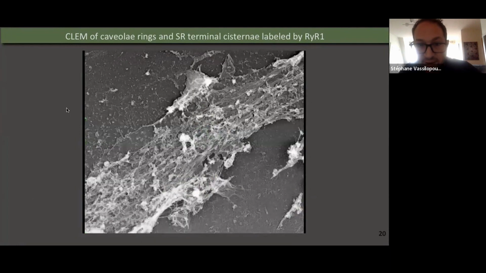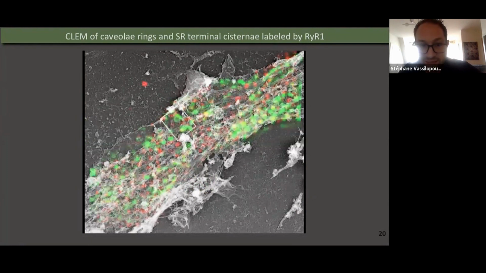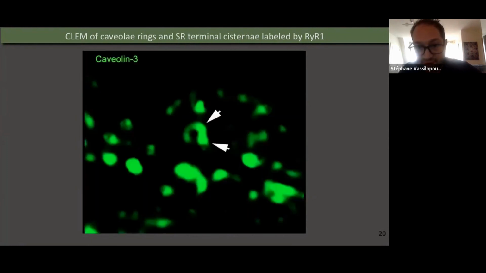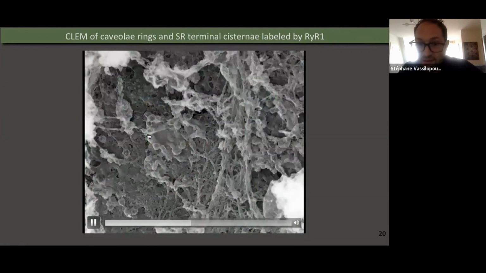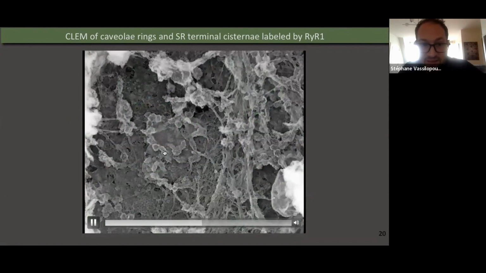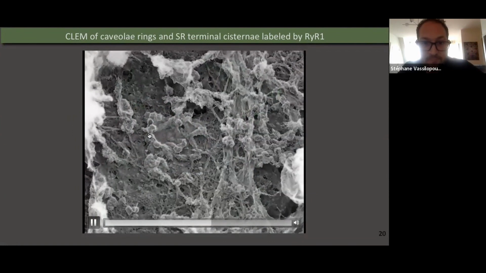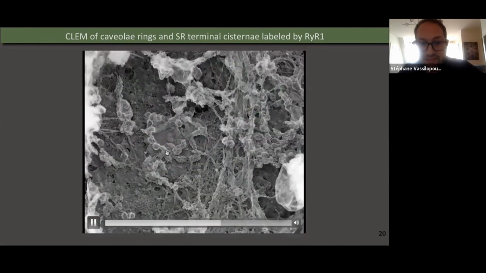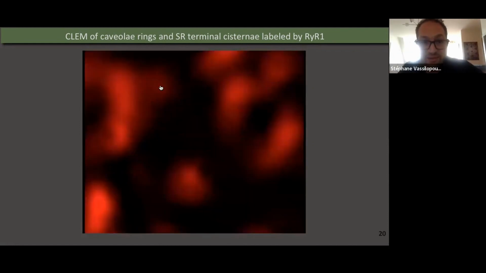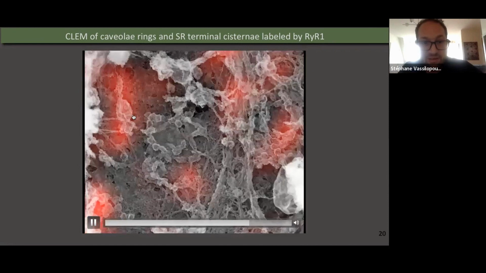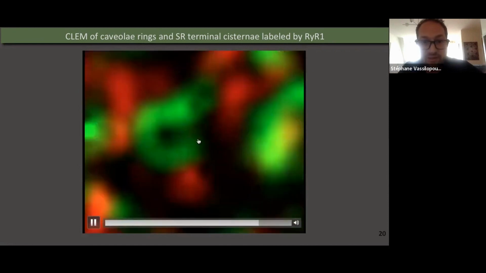So here is one ring, and then if you look on the electron microscopy, you can overlay the signal for the light microscopy. Here is that same ring that I showed you before, and you can zoom into it, and then you can see the actual ring formed by these caveolae. This is just a tomogram showing the 3D, and then this is the ryanodine receptor, which is labeling the ER tubes which are surrounding the ring.